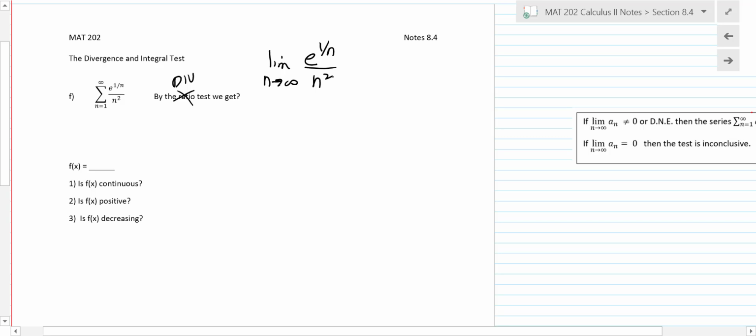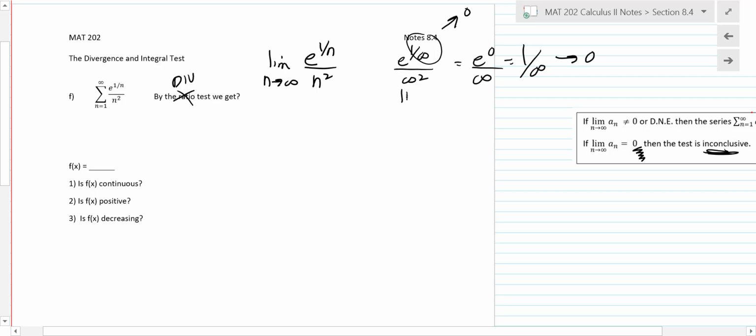If you think about this a little bit, if you looked at infinity, you would have e to the 1 over infinity squared. Well, what's the 1 over infinity going to go to? That goes to 0, right? So what you'd end up having is e to the 0 over something infinitely big. That's 1 over infinity, so that's going to go to 0, okay? So that would mean the test is inconclusive because the value of that was equal to 0. So the divergence test didn't do anything for us, but it's worth doing because it's pretty fast.